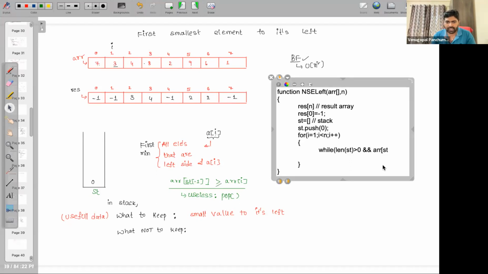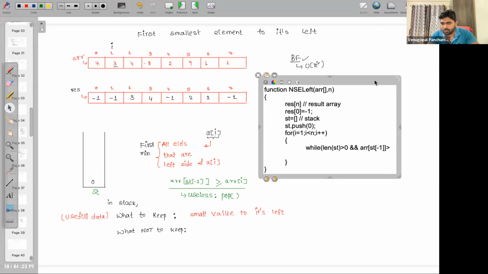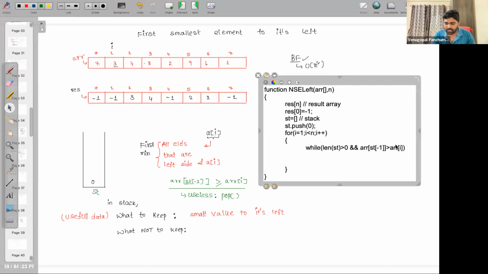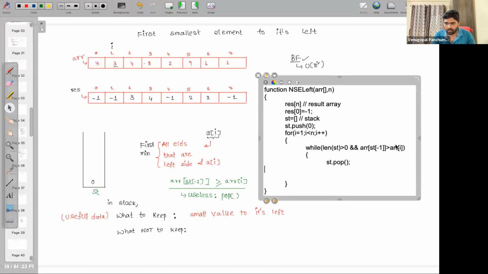Now, ARR of st of -1. This is greater than, which means bigger. I want small, but I'm getting bigger. Then I will delete from the stack. So for the time being, I am assuming that duplicates are not there. All values are distinct. In such a case, there is no point of duplicates, right? So ARR of I, then what I will do, I'll simply pop that element from the stack. Pop. Once this is done, now it's very easy, friends.